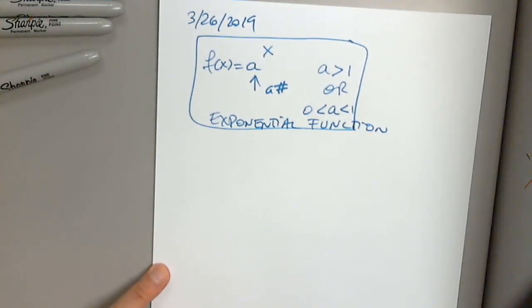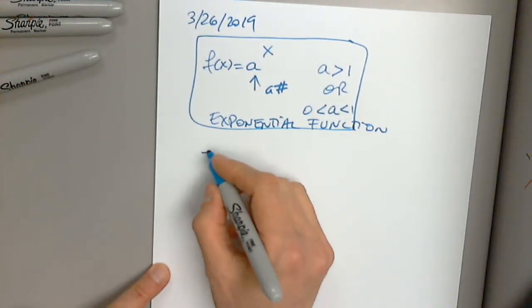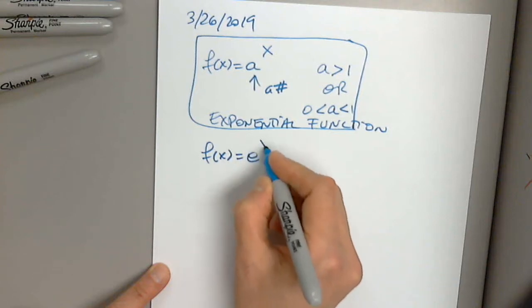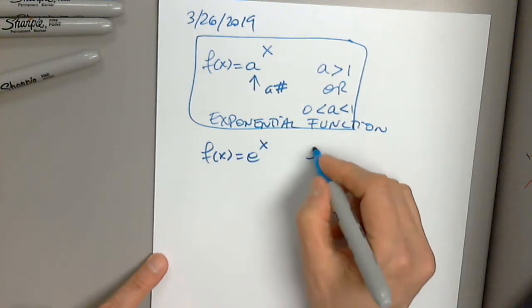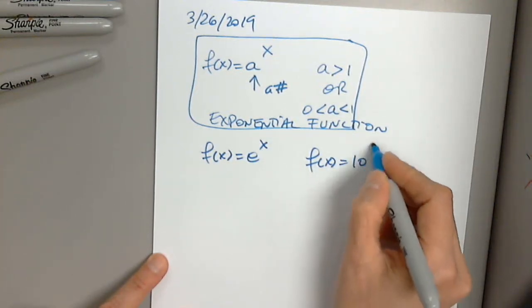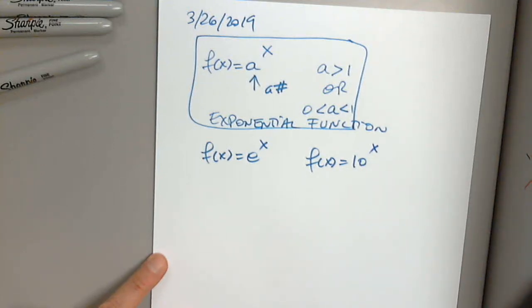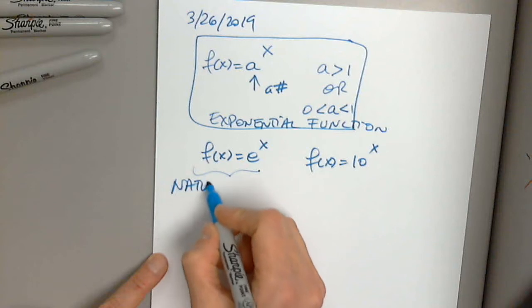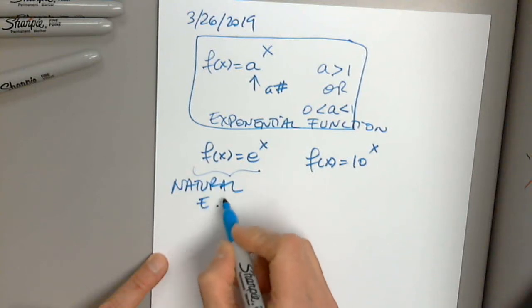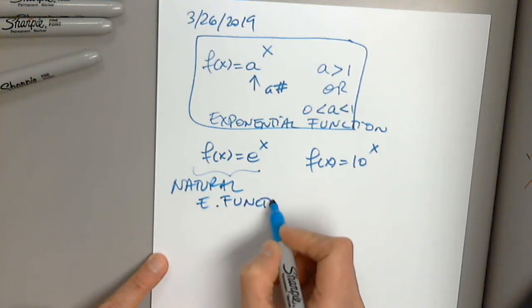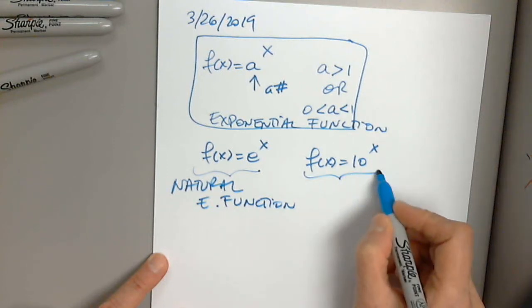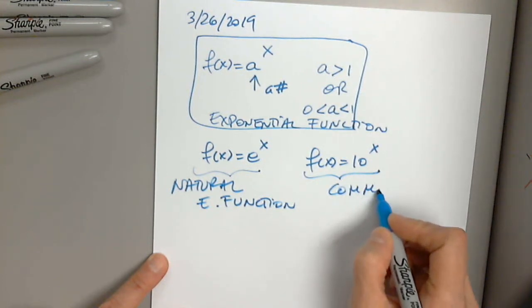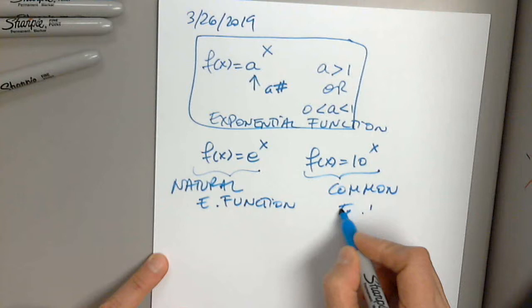Do you remember? There are two very important exponential functions. This one and this one. When the base is e, this is called the natural exponential function. When the base is 10, this is called the common exponential function.